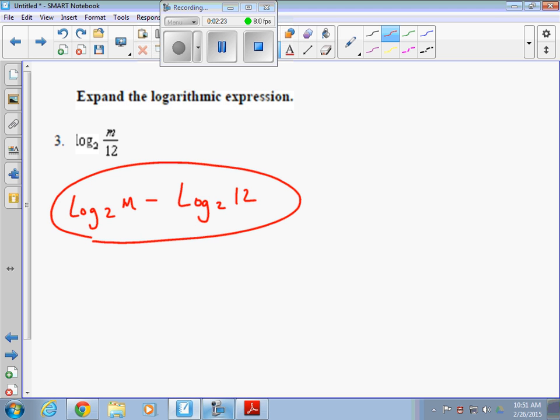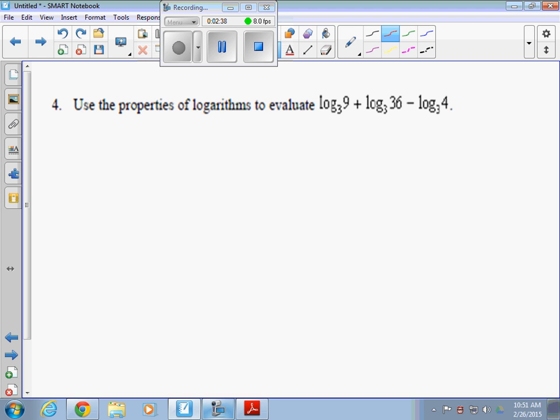All you have to remember for the test tomorrow is that multiplication goes with addition. Division goes with subtraction. When you're doing it, you work it in a normal order of operations order. When you're trying to undo stuff and move it across the equal sign, that's the only time you undo stuff and go backwards. Use the properties of logarithms to evaluate log base 3 of 9 plus log base 3 of 36 minus log base 3 of 4. All of them are log base 3.